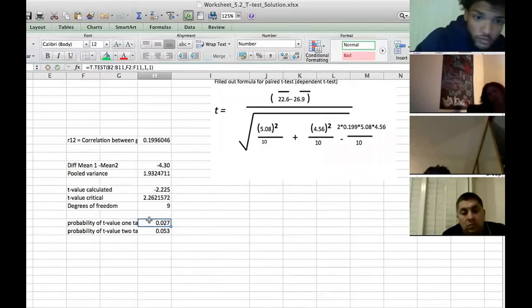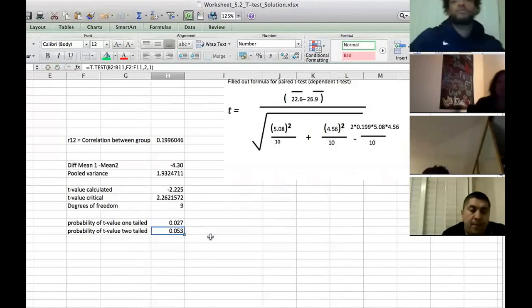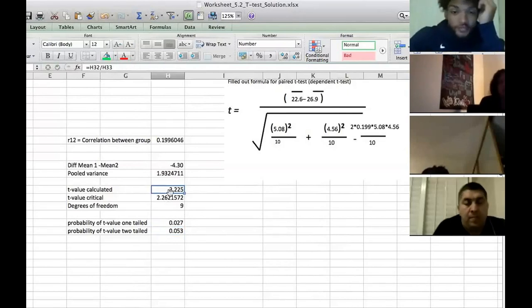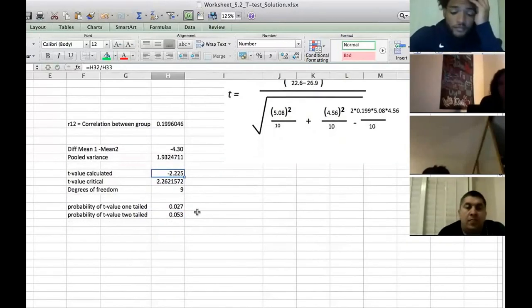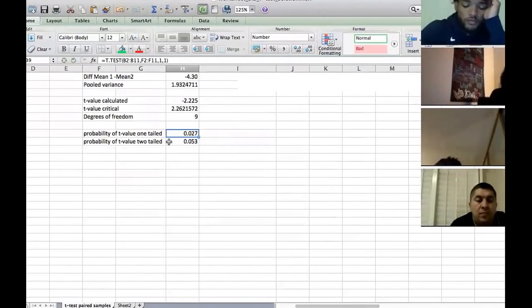And you can see the one-tailed significance is 0.027, right? Earlier it was 0.03. And the two-tailed is 0.53, right? So you can see how this t calculated here is a little bit smaller than it was before, and the probability level went down a little bit.